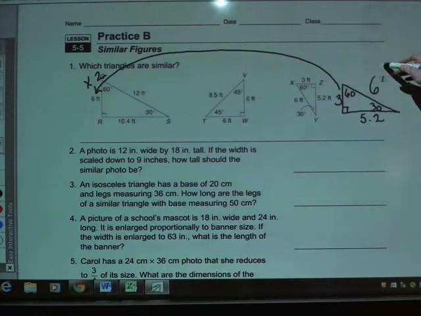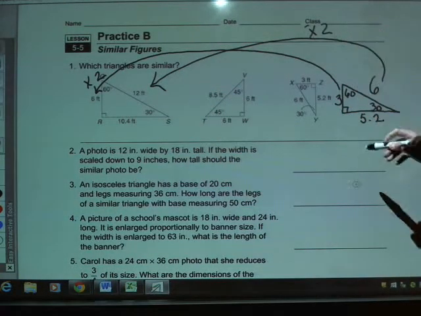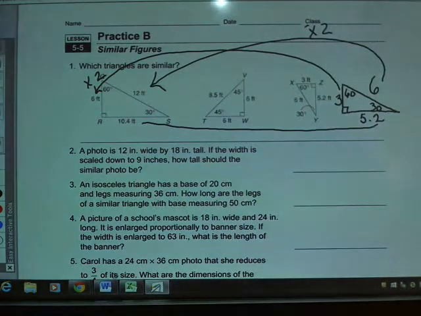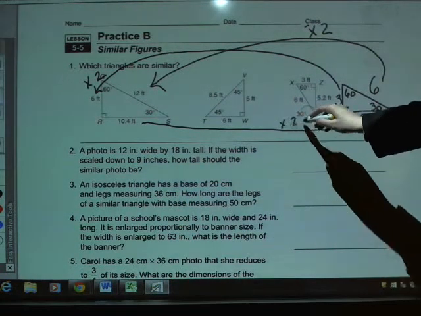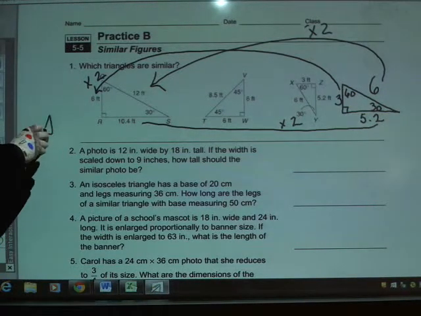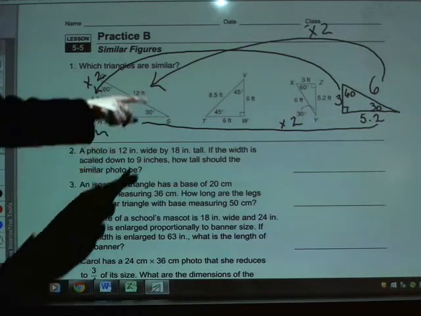Well, if we look at these top sides, 6 to 12 would be multiplying by 2. And if we look at the bottom sides, 5.2 to 10.4 is also multiplying by 2. So since multiplying by 2 works all the way around, we have two similar triangles. So we have SRQ similar to this triangle over here.